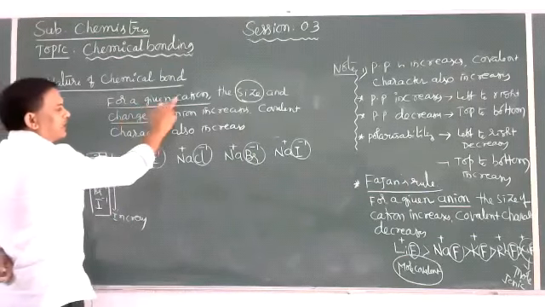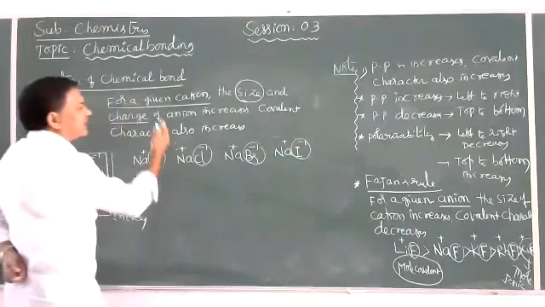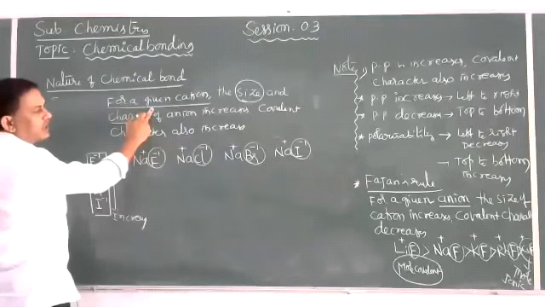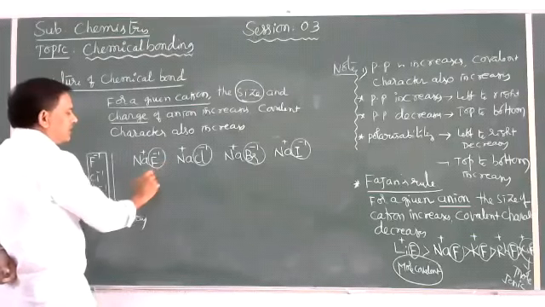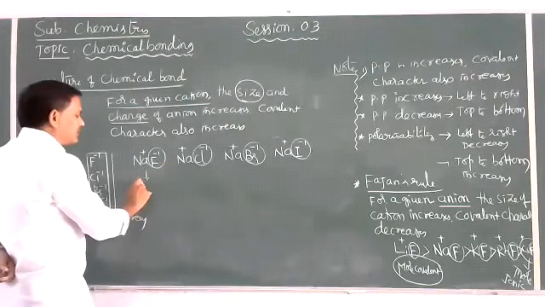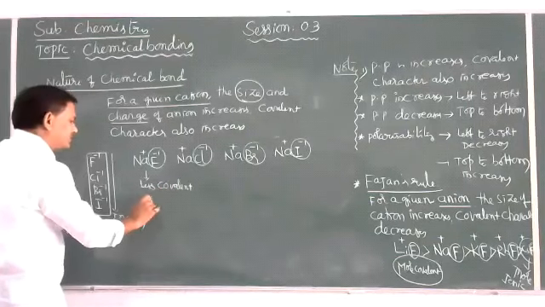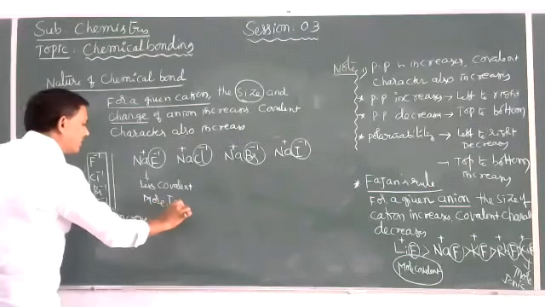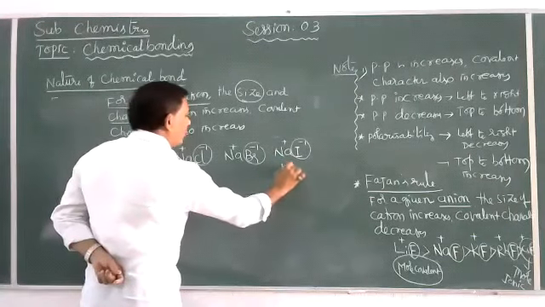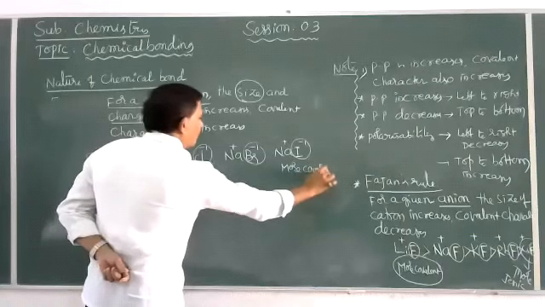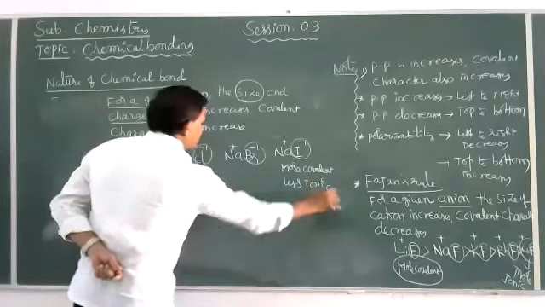Because for a given cation, the cation is the same and the size of the anion increases. Polarizability is directly proportional to charge and size, so covalent character also increases. That's why this one is less covalent in nature. Less covalent means it is more ionic in nature. Now this one is more covalent, so it is less ionic in nature.